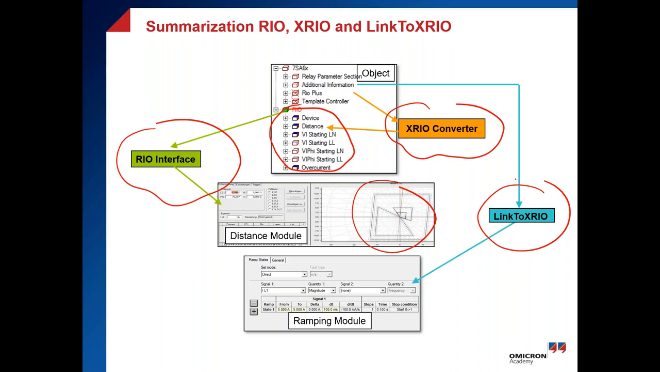So this is the first one, the XRIO converter. This is a function of the XRIO converter. Then I would like to visualize the relay characteristic in a distance module. So this is the function of the RIO interface. It's an interface between the relay settings and the visualization in the test module. If I would like to use a general module like state sequencer, ramping, or pulse ramping, I need to use a feature that we call link to XRIO to link with a ramping module.